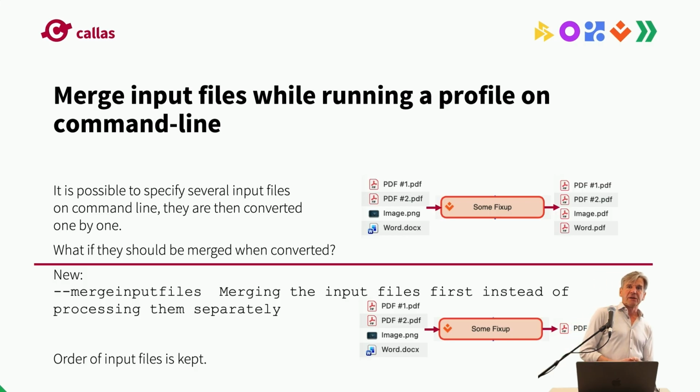You cannot really see it because it's behind me in my little drawing here. All the 4 files are merged into one and then processed. And there it's important to know that the order of input files is kept. While in the other example it's not really important in which order the files are processed, here it is. So the files will be merged in the order they are specified on the command line.